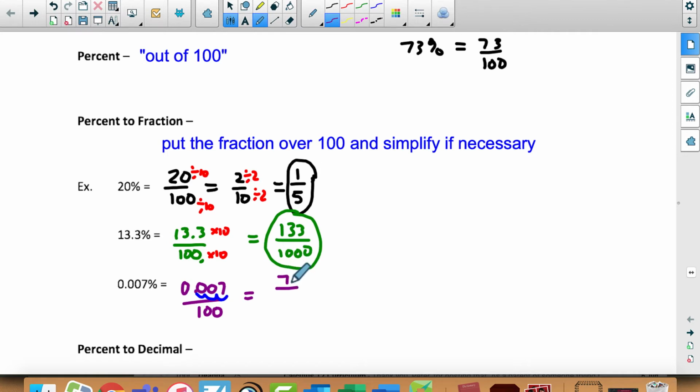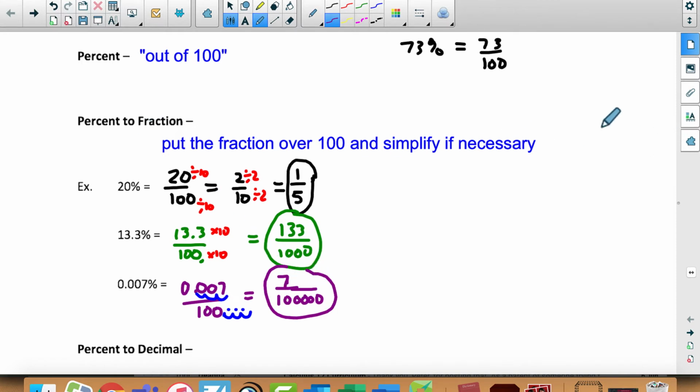But wait, if you're going to move the decimal 3 spots on the top, you've got to move the decimal, so there's the decimal, 1, 2, 3 spots on the bottom. And you're going to put zeros in there, right? So you have 1, 2, 3, 4, 5 zeros. It's a big number on the bottom. 0.007% is the same as 7 over 100,000. Okay, that's how you go from percent to fraction.